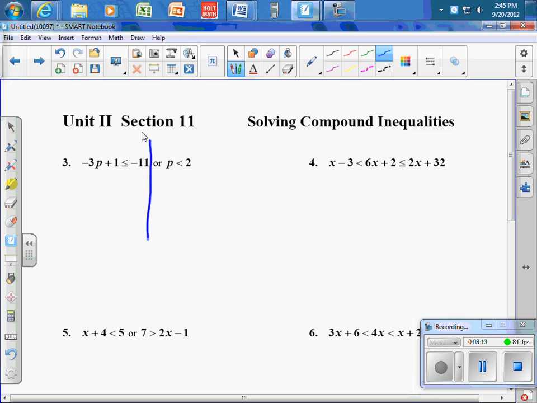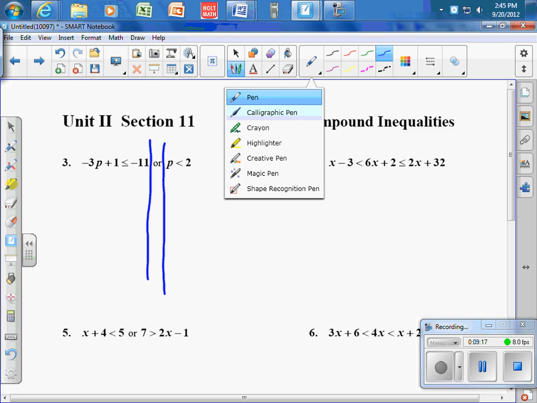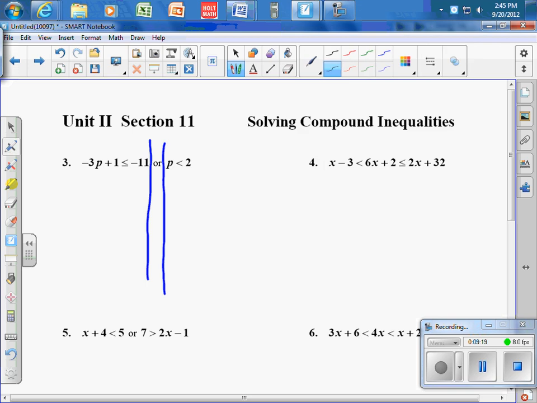Here's your OR. You have 2 inequalities. So subtract 1 from both sides here. You have -3p is less than or equal to -12. Now notice you're going to be dividing by -3 here. So what happens to the inequality sign? It gets reversed, and we have p is greater than or equal to 4, or p is less than 2.